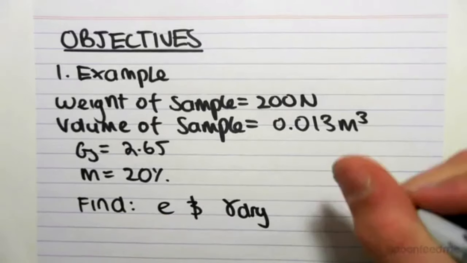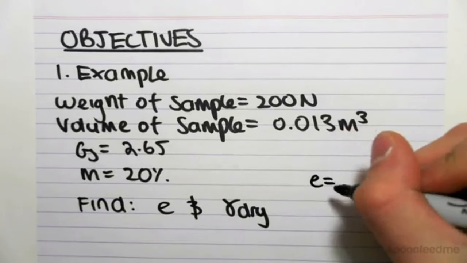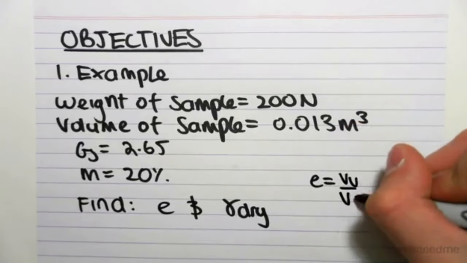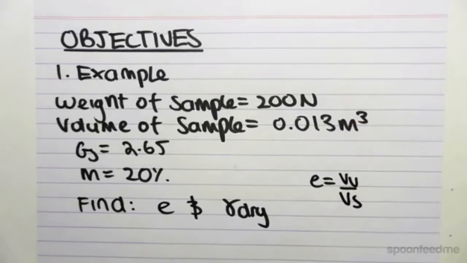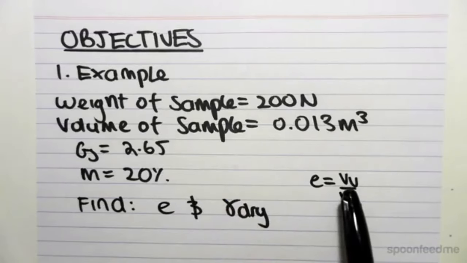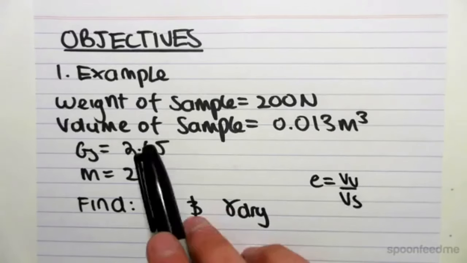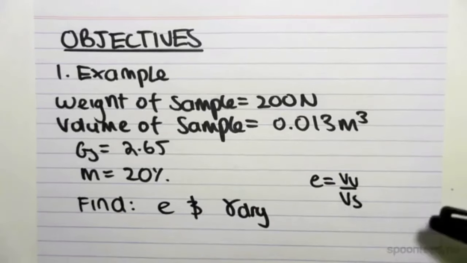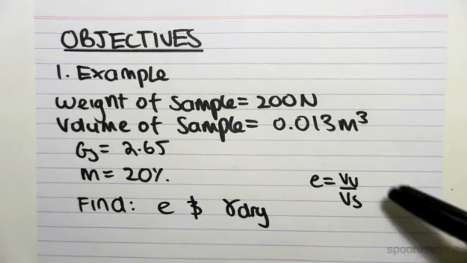So let's just have a look at what the void ratio is again. The void ratio is given by the volume of voids over the volume of solid. So what we're going to have to do is get information based on volumes. We've been given a volume of just the sample and the weight of the sample, so we have to be able to get back to just volumes of our components, and then we might be able to find the void ratio.